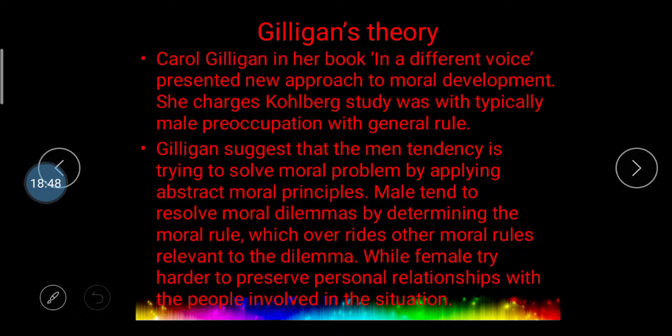Gilligan suggests that the main tendency is to solve moral problems by applying abstract moral principles. Males tend to resolve moral dilemmas by determining which moral rule overrides other moral rules, whereas females try harder to perceive the personal relations with the people involved in the situation. She said that males try to solve ethical dilemmas only on the basis of moral rules, but females try to solve moral dilemmas through personal relationships, involving all concerned families and groups.